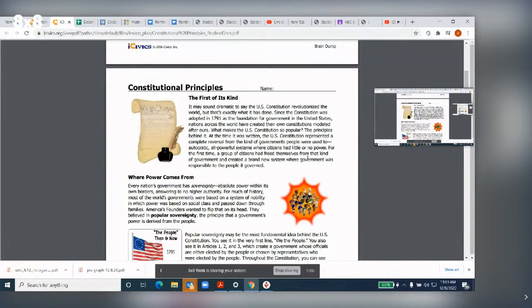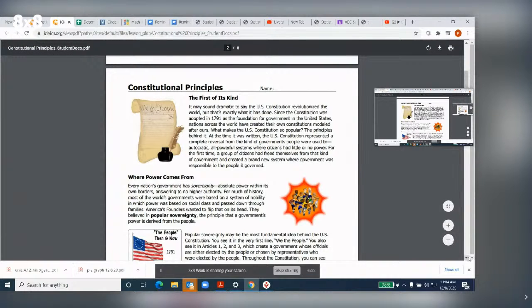So where does the power come from? Every nation's government has sovereignty, absolute power within its own borders, answering to no higher authority. For much of history, most of the world's governments were based on a system of nobility, in which power is based on social class and passed down through families. That'd be the king and their family and so forth. America's founders wanted to flip that on its head. They believed in popular sovereignty, the principle that the government's power is derived from the people. Popular sovereignty may be the most fundamental idea behind the U.S. Constitution. You see in the first line, it says, "We the people." You also see in Articles 1, 2, and 3 of the Constitution where it creates a government whose officials are either elected by the people or chosen by representatives who were elected by the people.